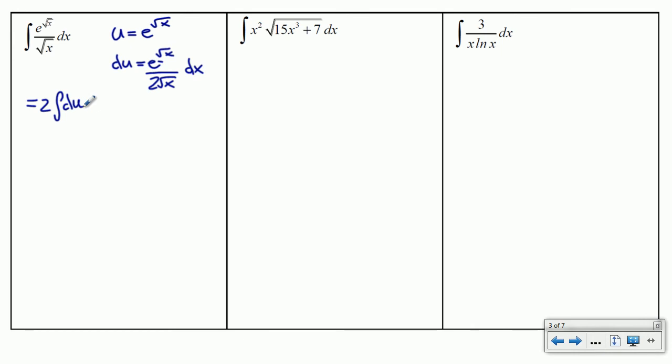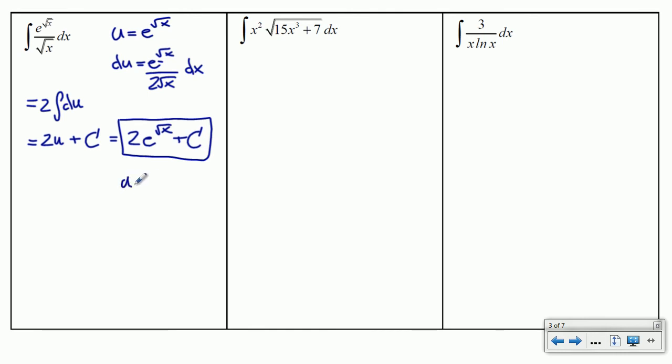So we could replace this integral with 2 du. And the integral of du would just be u, so we'd have 2u. And we know u is e to the root x, and we'd also have to have a constant. So this should be 2e to the root x plus c. So that's one way to do it.